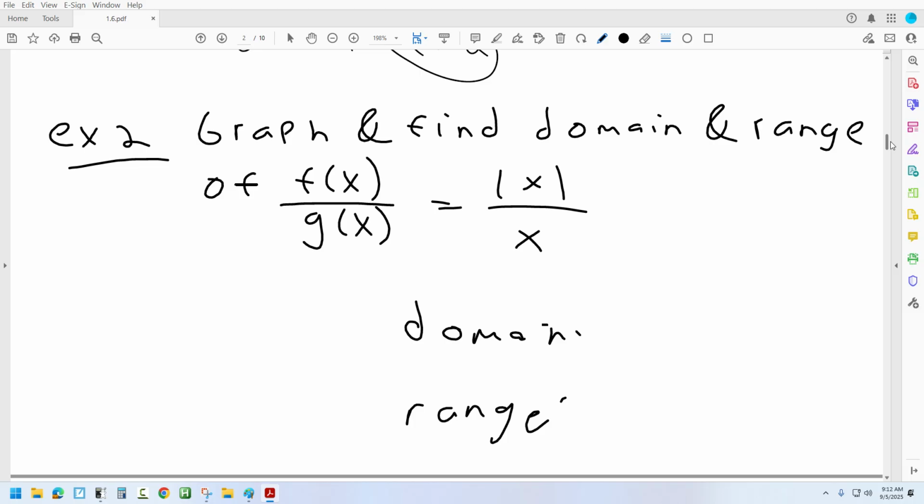X is greater than 0. Could you plug in a number like -2? Yeah, you can plug in negatives. X does not equal 0. Right, x is not 0. That's everything except 0. So all reals except 0.